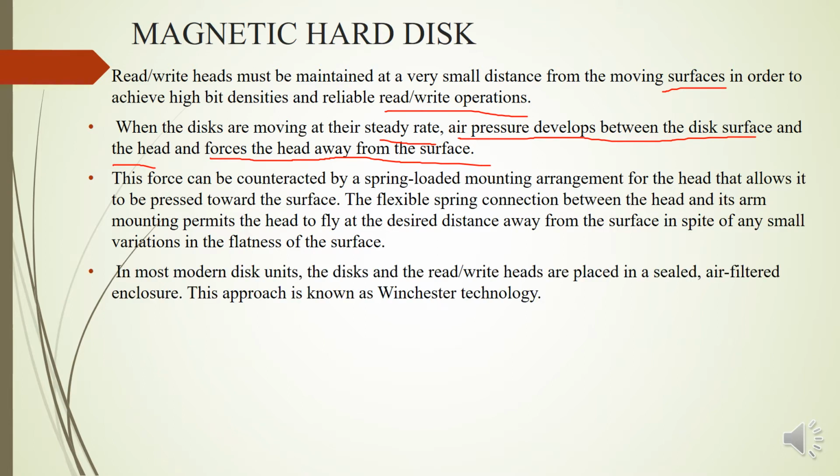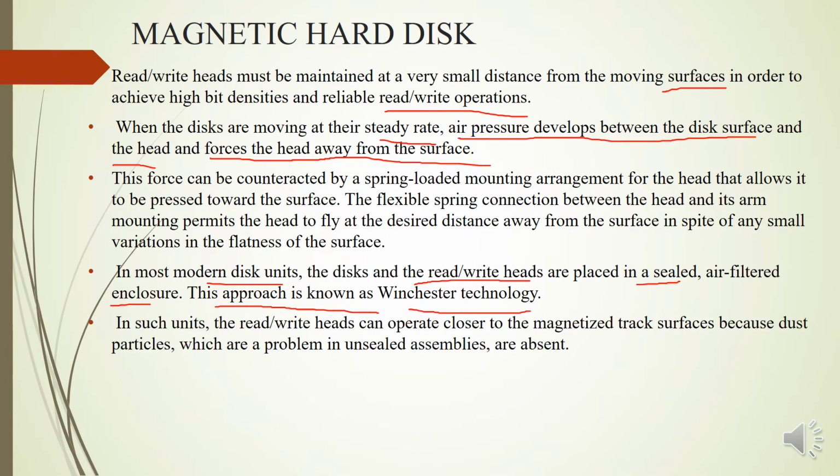In most modern disk units, the disk and read-write head are placed in a sealed, air-filtered enclosure. This approach we call Winchester technology. In such a unit, the read or write head can operate closer to the magnetized track surfaces because dust particles, which are a problem in unsealed assemblies, are absent in this Winchester technology.